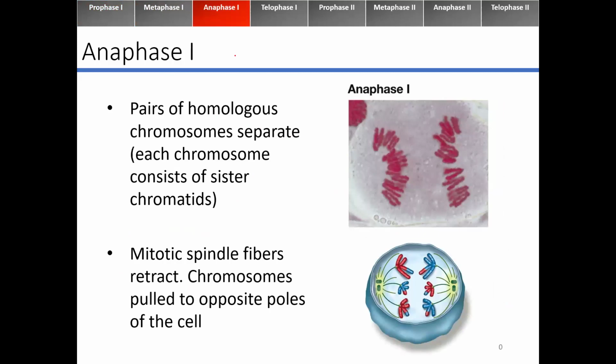Anaphase, remember, ana, away, so A equals away. What's going to happen here is, again, they're going to pull away from each other, so they're going to move away from the plate in the middle. So pairs of homologous chromosomes separate, so each chromosome consists of its sister chromatids. And then mitotic spindle fibers retract, and chromosomes pull to the opposite poles of the cell. So again, they're going away from each other. Now, one thing that's really cool here is you can see those recombination portions, and you can see that those crossing over points have exchanged some of those pieces.